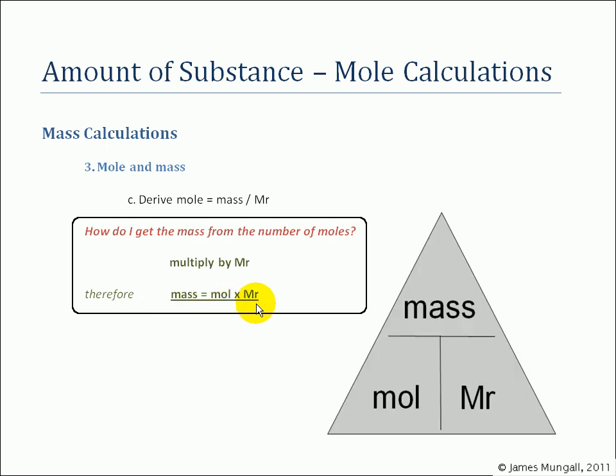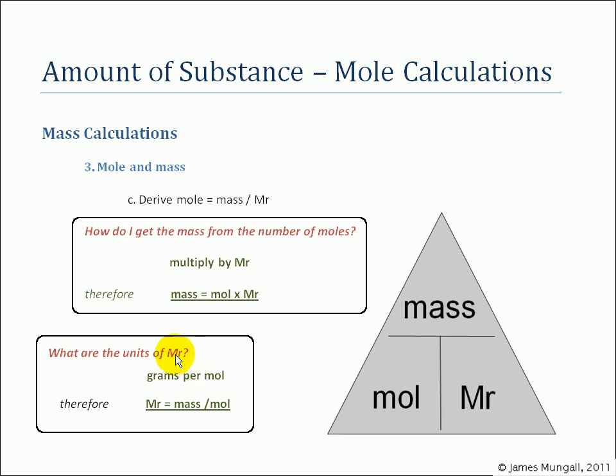Now I can put this into a triangle to say that the mass here is equal to the mole multiplied by the MR, which is a useful way of thinking of it, because now we can therefore say that mole is equal to mass divided by MR, which is our equation there. Mole is mass divided by MR. Of course, you could go from there and say MR is mass divided by mole.